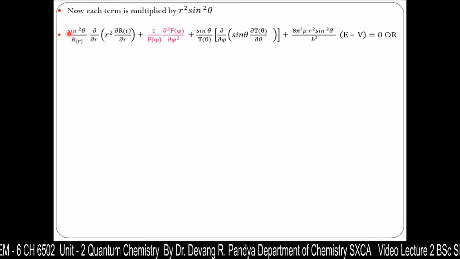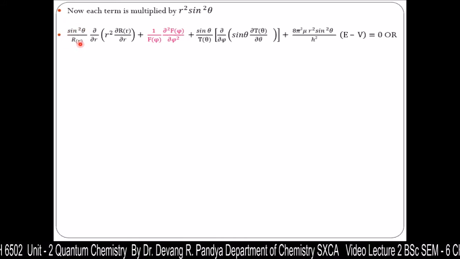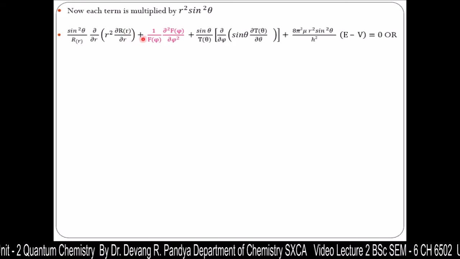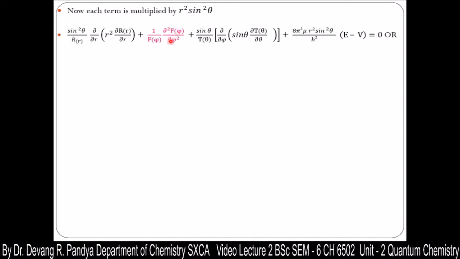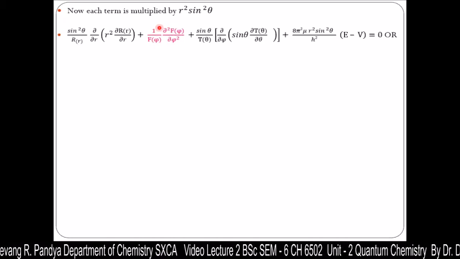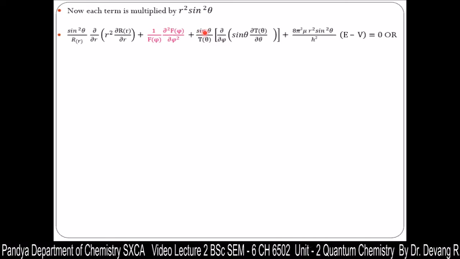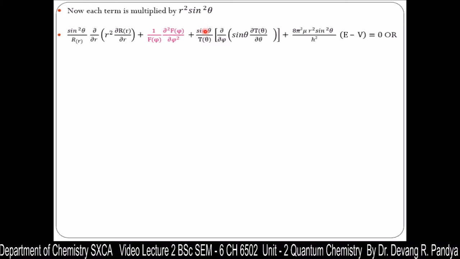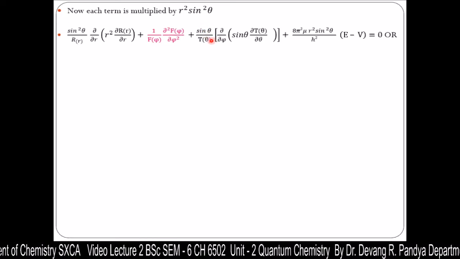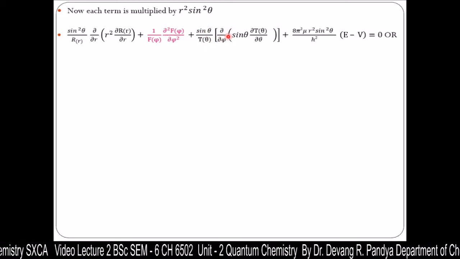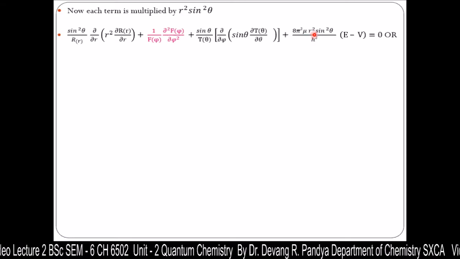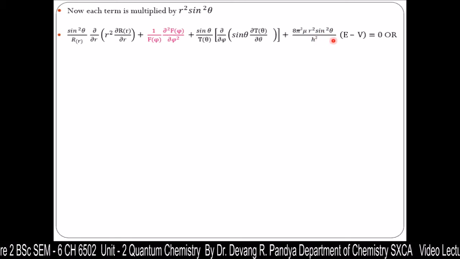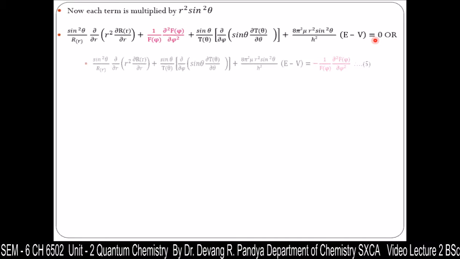Here we will remove r square from this side, so sine square theta upon R d by dr r square dR by dr, plus here r square sine square theta will cancel out each other, so 1 upon Φ d square Φ by d phi square. Now you can see that this is the only phi based portion, the variable phi based portion. Now r square sine square theta, there r square sine theta, so sine square theta means sine theta will remain, and r square and 1 sine theta cancel out each other, so sine theta upon Θ d by d theta sine theta d Θ by d theta plus 8 pi square mu r square sine square theta. Here also we have multiplied upon h square E minus V is equal to 0.